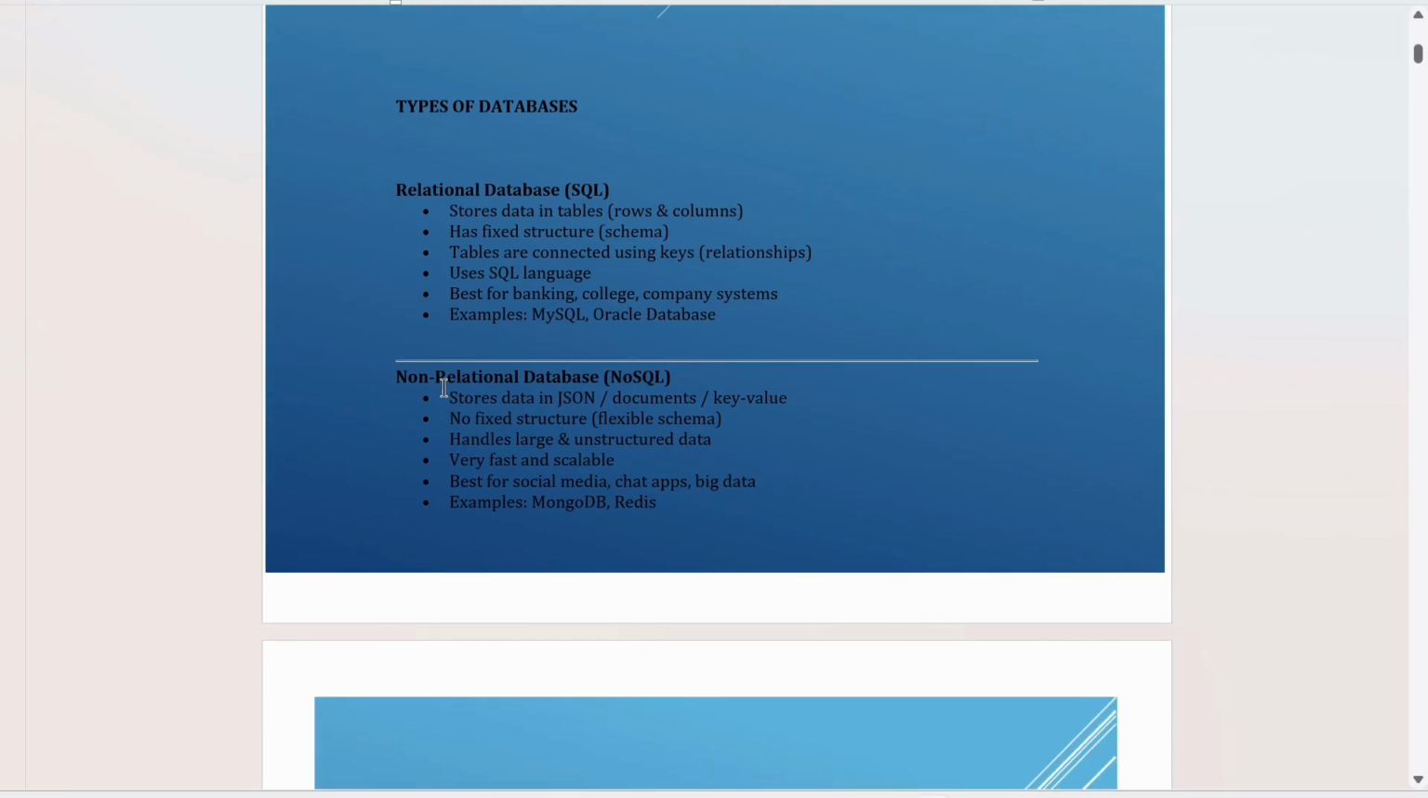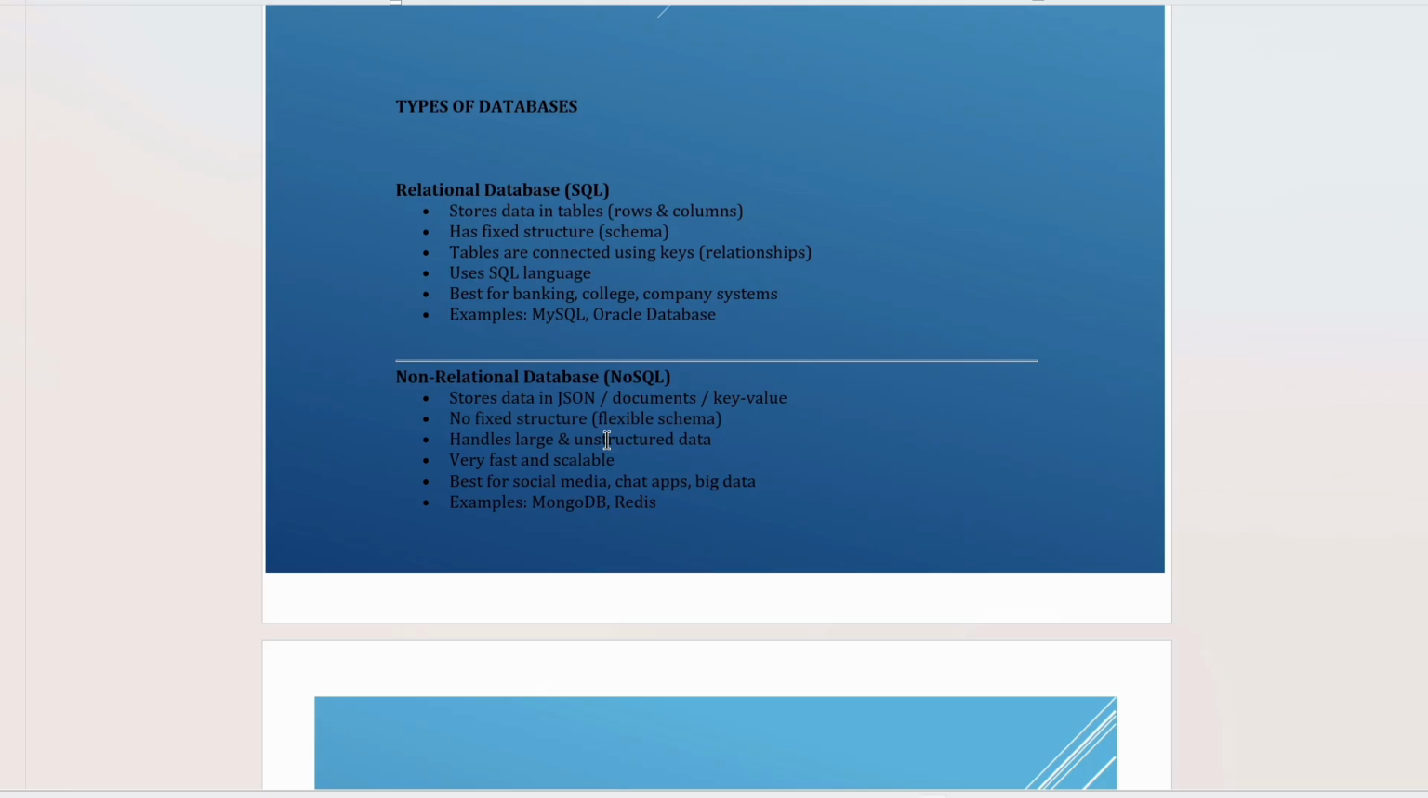And the next one is non-relational database. So this particular database stores data in JSON files, documents, and key-value pairs, and it has no fixed structure. It handles large and unstructured data, and it is very fast and scalable, and it is best for social media, chat apps, and big data. Examples: MongoDB, Redis.